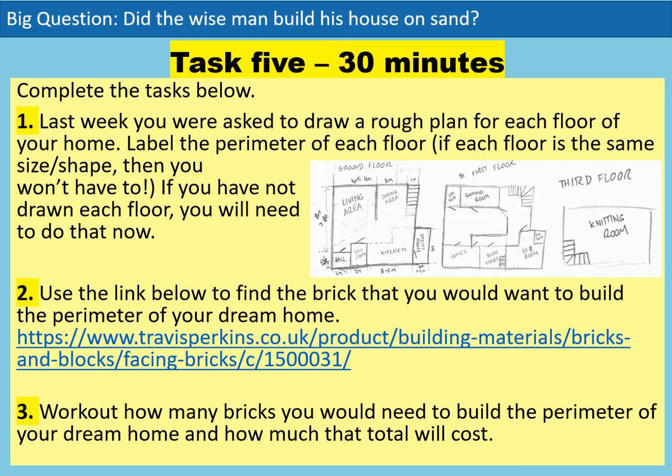So you're going to use the link below, which is to the Travis Perkins website, and this is a tradesman's website where you can buy different building materials. And you're going to look at the bricks, so the different building bricks that they have. And you're going to choose one that you would like to use to build your own dream home. Okay, so we're not using the same brick that we used for task 4. You're going to go and find your own.